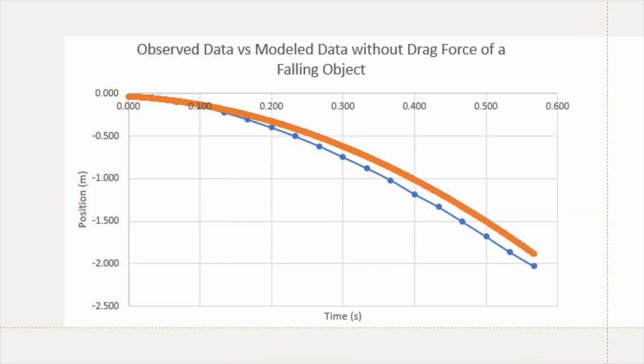So here we can look at just a little bit of the beginning data that I have. This is the observed data versus model data without the drag force included. This is just simply for the smaller of the masses. So you see they're relatively close, but we use that proportionality constant to try and get it a little bit closer.